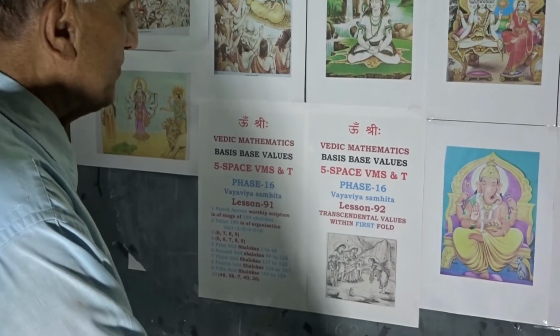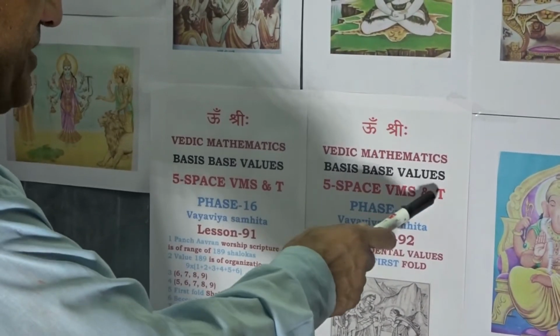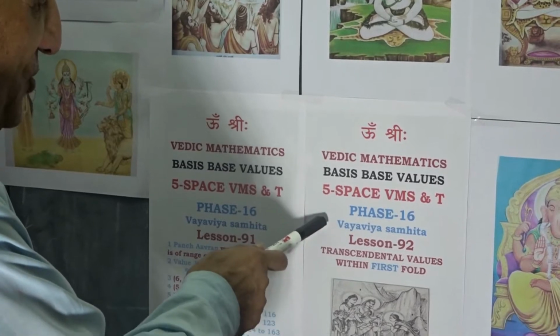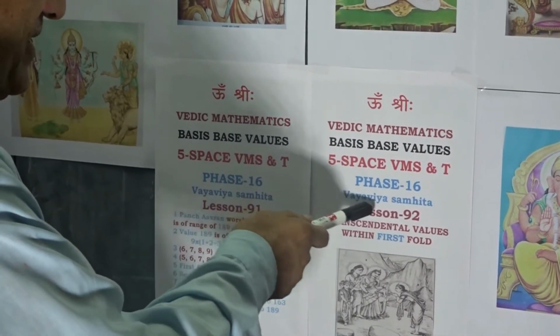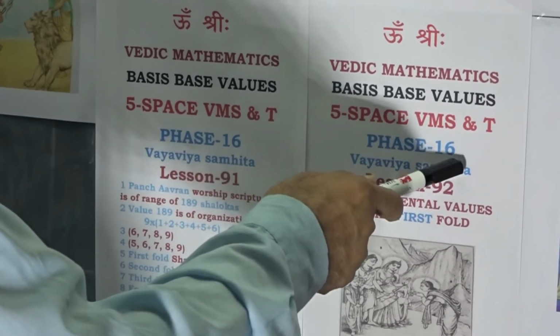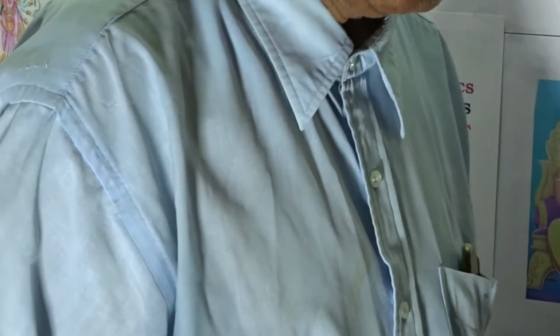We are initiating and exposing ourselves to 5-space VMST. Today we are entering phase 16. With it, our focus is going to be Vayaviya Samhita, the transcendental values of Vayaviya Samhita. Today is a big day, as today we are concluding our Prathama Avriti, our first visit to the ancient wisdom of Shiv Puran. 5-space VMST is concluding today.